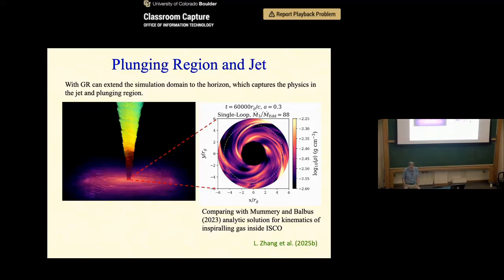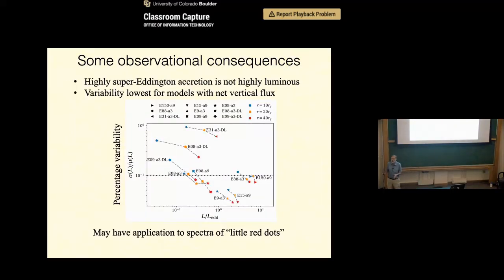But I won't say more. It's sort of another whole project. But some of the observational takeaways, and I know I'm covering a lot of material, so to make it a soundbite: highly super Eddington flows are not going to be highly luminous. We don't see highly super Eddington luminous quasars or accreting compact objects, but we don't expect to based on these calculations because the radiative efficiencies are so low.